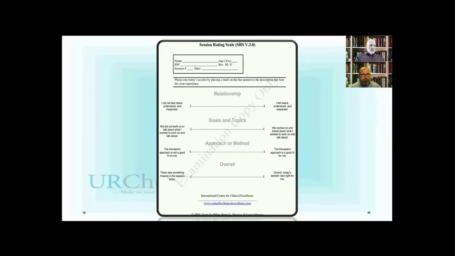Item 1 is the relationship between the two of us. Did you feel heard, understood, and respected this week? What number would you give that? I think probably like a 10. Okay, and that's helpful. Thank you.